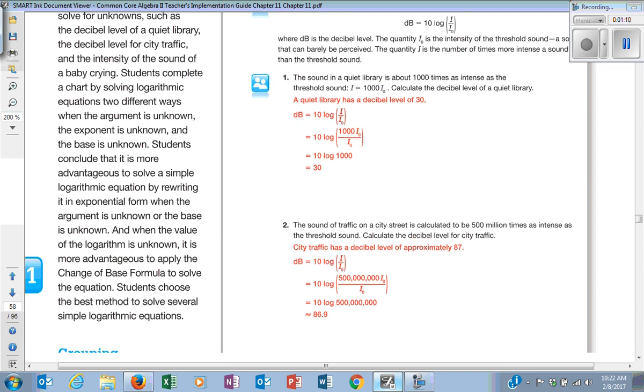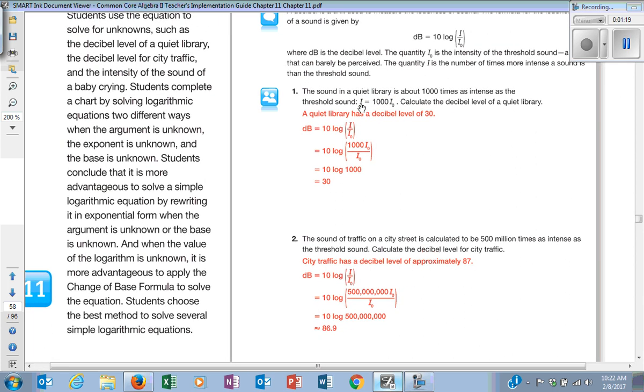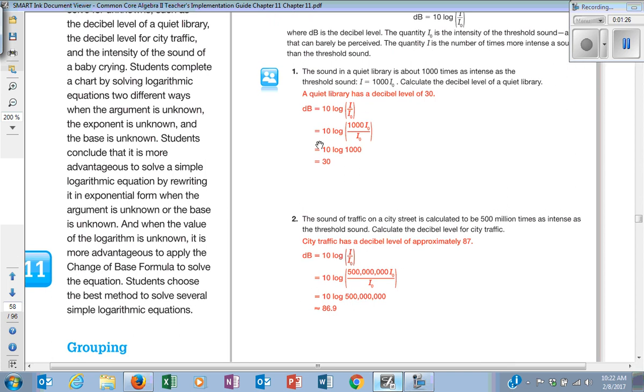So what you do is we take the formula. All they do is they take I out and they put 1,000 I0 in its place, because that's what I equaled right here. That's what we know that I is, so they take the I out. And then when they simplify, the I0 and the I0 can cancel out. They can cancel out because they are inside the parentheses with the log.